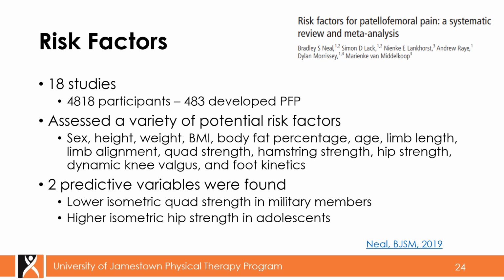So the only two that we found so far for risk factors would be quad strength weakness and isometric hip strength being increased. So if a patient comes into you, they have PFP, and you notice that they have weak quads, we can tell them that a risk factor for developing this is quad weakness, which you presented with. So that's going to be one of our focal points as we go throughout our management plan.